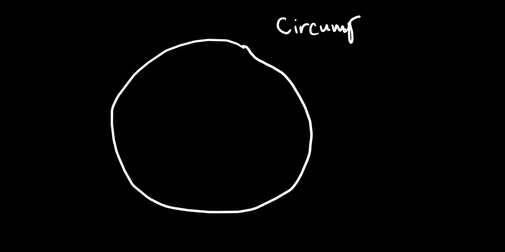of a circle. Okay, so let's say I have this circle here. Okay, so this is my circle here. So we know that the distance around this circle is referred to as the what? The circumference. Okay, so that's the distance around this circle here. And then this circle here will have a center. So let's say this here is the center of this circle.